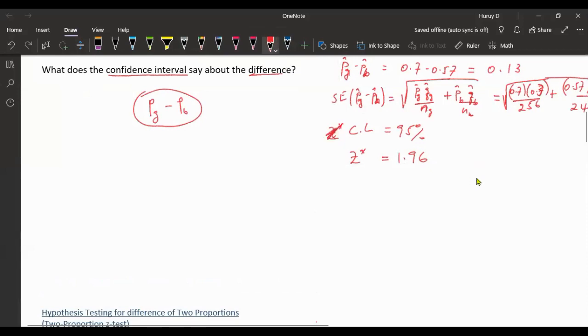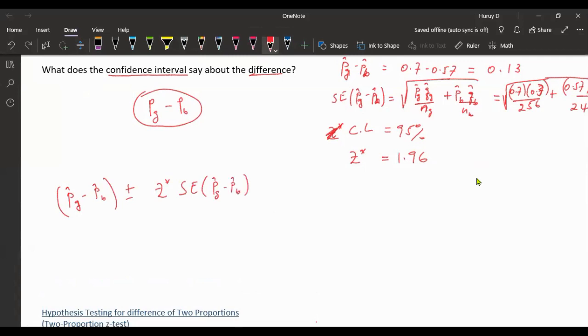So the next is what is p hat g minus p hat b, plus or minus z asterisk, times the standard error of p hat g minus p hat b.